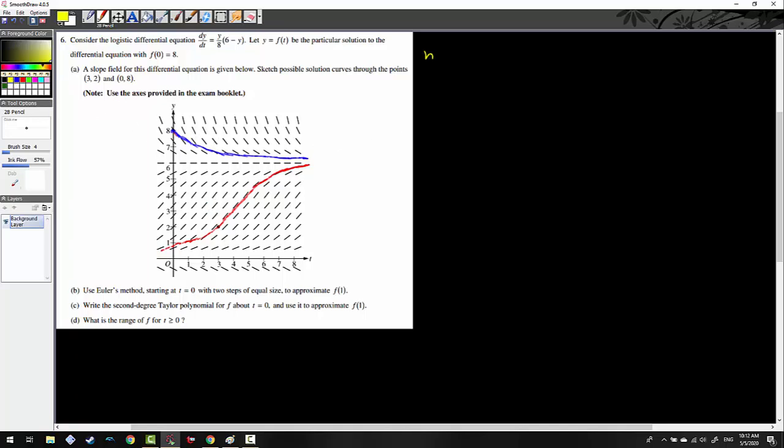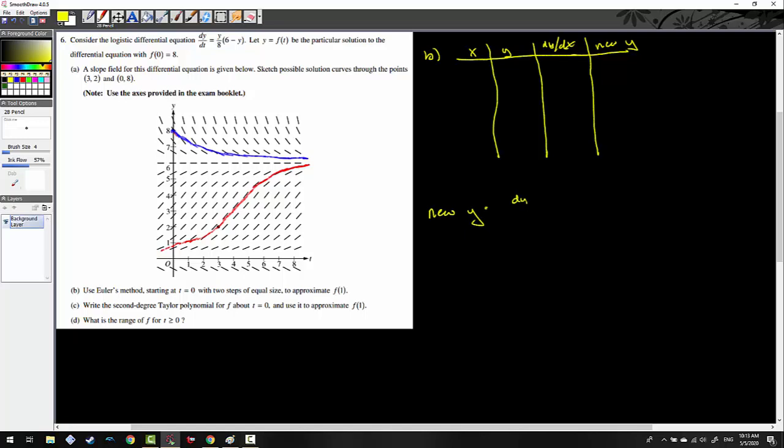Part B, it says using Euler's method, starting at t equals 0, use 2 steps of equal size to approximate f of 1. So when it comes to Euler's method, I always make a table. So I got x, y, I've got dy over dx, and then I've got new y. As always, I like to review how to find new y. New y is going to be equal to dy over dx times the change in x plus the old y.